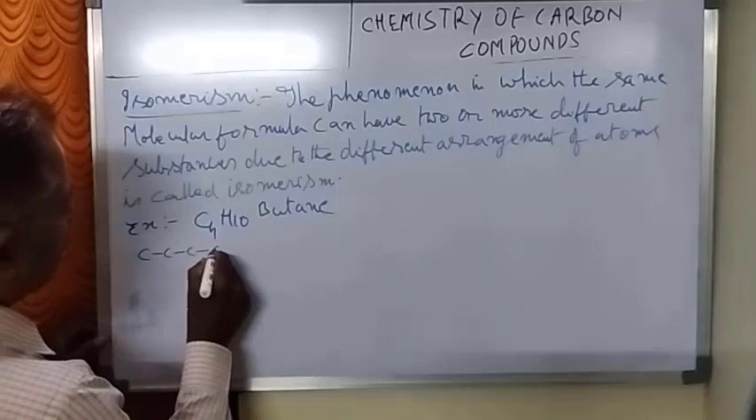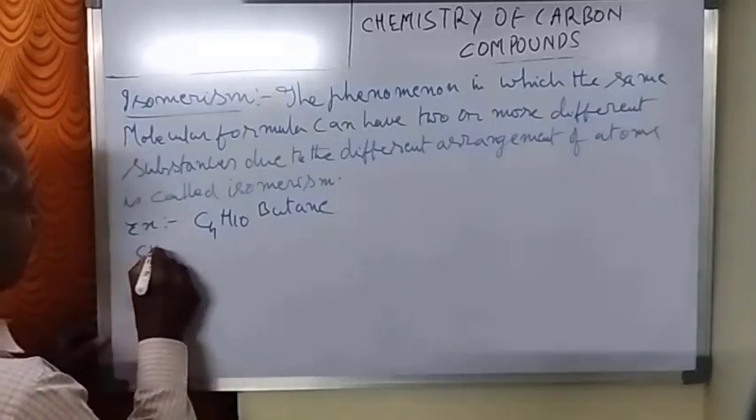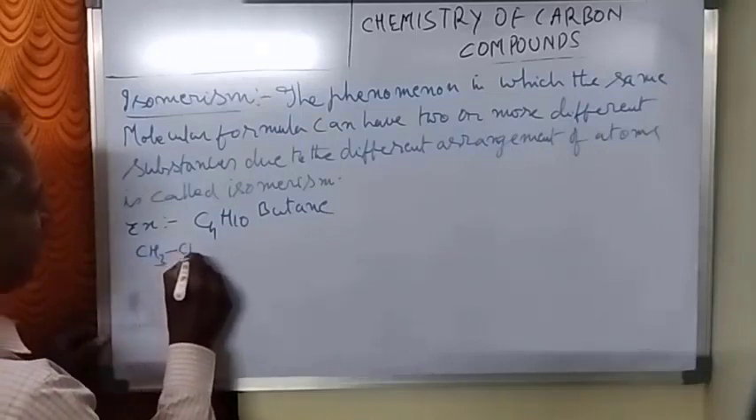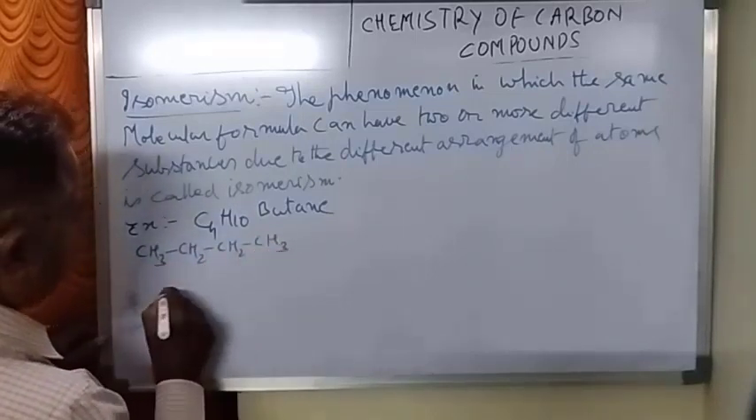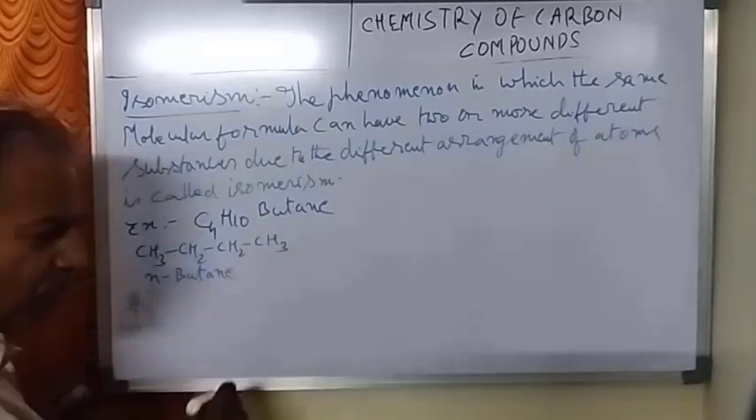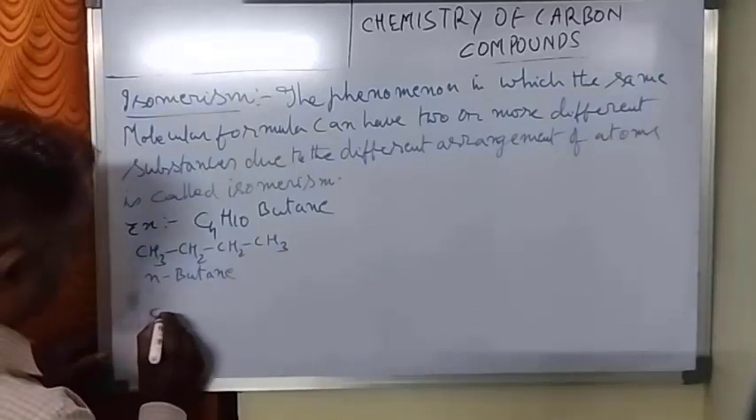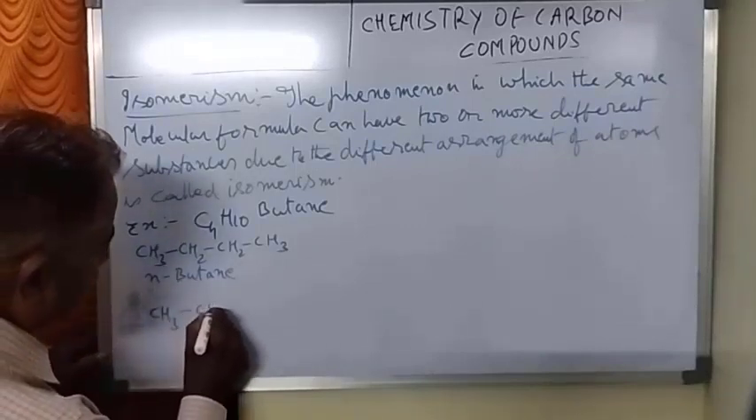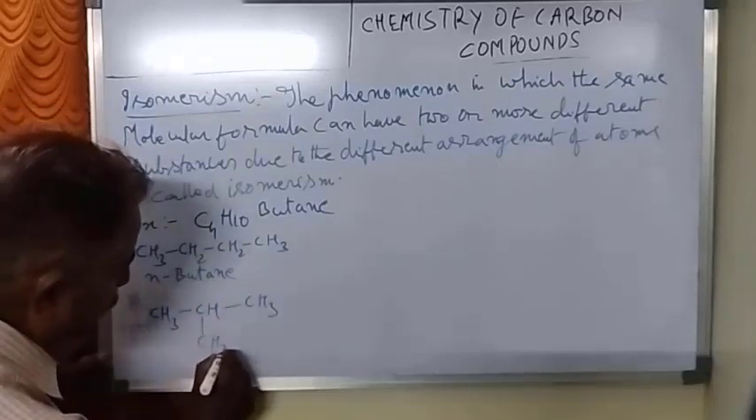All four carbon atoms in a single straight line, therefore this is CH3, CH2, CH2, CH3. So this is N-butane. N-butane means normal butane. It is referred to as normal butane because all the carbon atoms are present in a single straight chain. And if CH3, CH, CH3, one carbon atom is made as a chain.